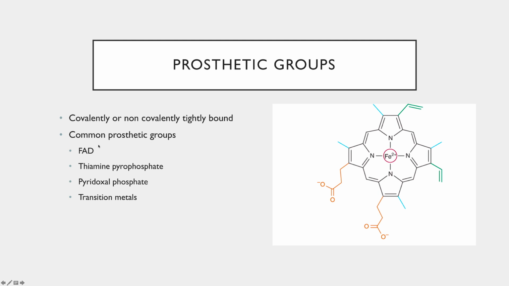Other common prosthetic groups we'll encounter are FAD, thiamine pyrophosphate, which is commonly used by dehydrogenases, pyridoxal phosphate, which is used in transferase reactions, and transition metals, which are commonly used in the electron transport chain enzymes.